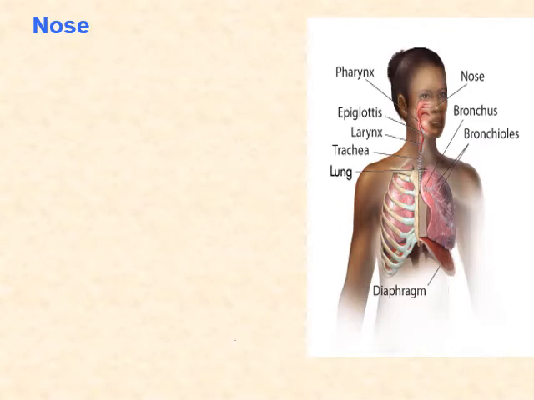Now let's look at the structures of the respiratory system one after the other. The very first one is the nose. The nose, as you can see right here, is the first part of the respiratory system, which contains the two openings. We call them nostrils, and the nasal cavity, which takes air to the pharynx.